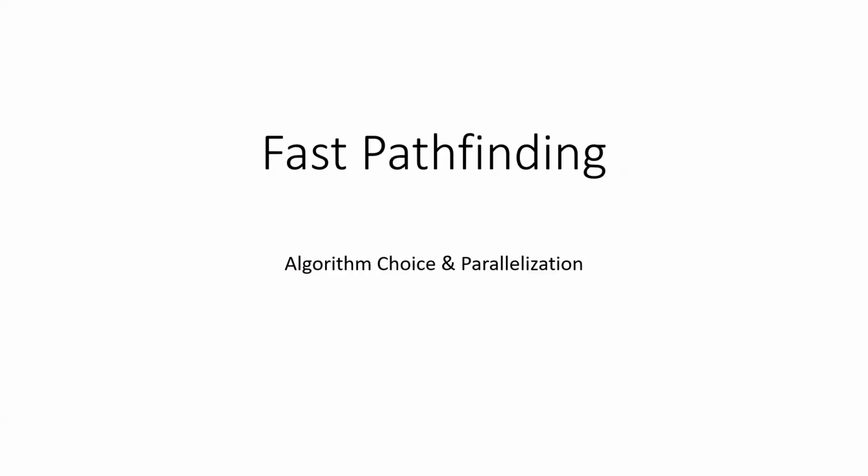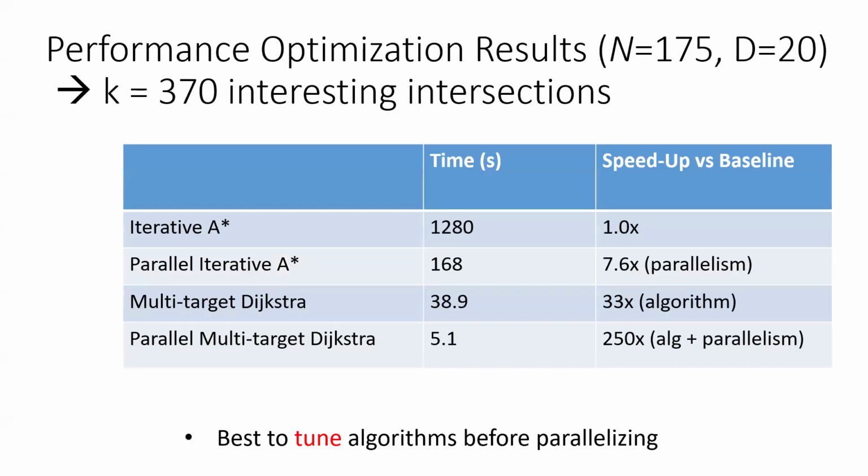Let's move on to pathfinding. These are the measurements we took for n equals 175, d equals 20, for k equals 370 interesting intersections. We are getting iterative A star, which is the k squared V log V case. It takes 1,280 seconds, and we set this as the baseline.